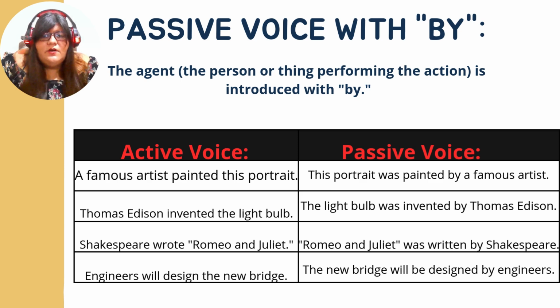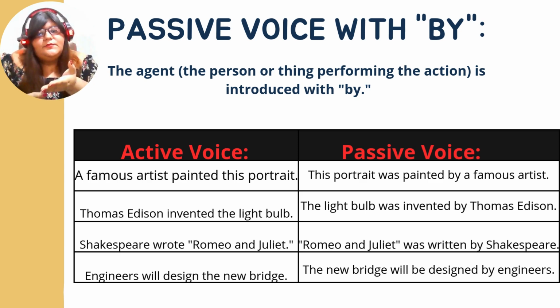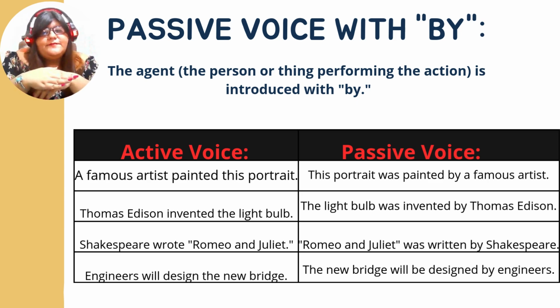Then we have Thomas Edison invented the light bulb. This light bulb was invented by Thomas Edison. If you see here, we can transform from active voice to passive voice. And how can we identify them in general?